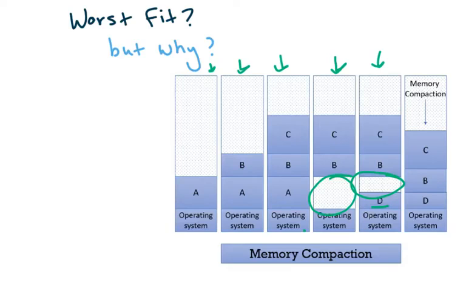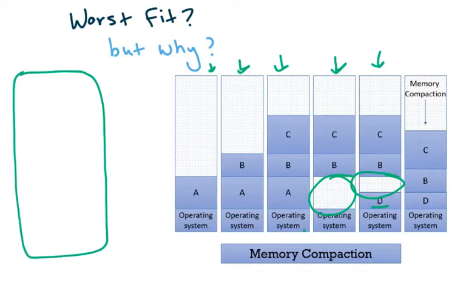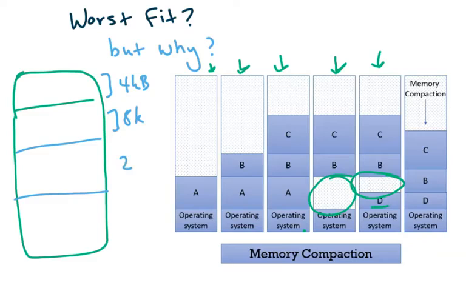So if, for instance, we have this kind of partitioning, where maybe this is 4 kilobytes, this is 8 kilobytes, this is 2 kilobytes, we're going to ignore that it is larger than the other one, and this is maybe 10.